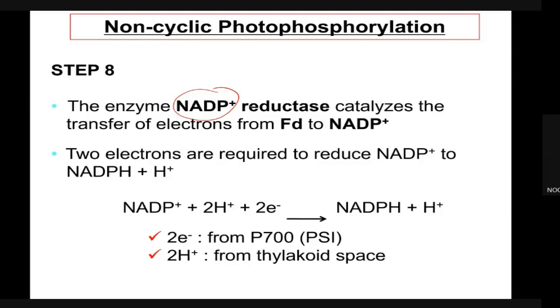So you have to memorize the name of this enzyme. The name is easy because the enzyme transfers the electron to the NADP. Thus, NADP will be reduced when it receives electron. Hence, the name of the enzyme is NADP plus reductase, which means it will reduce the NADP plus by transferring electron to the molecule. So the electron comes from the P700, while the hydrogen ion comes from the thylakoid membrane.